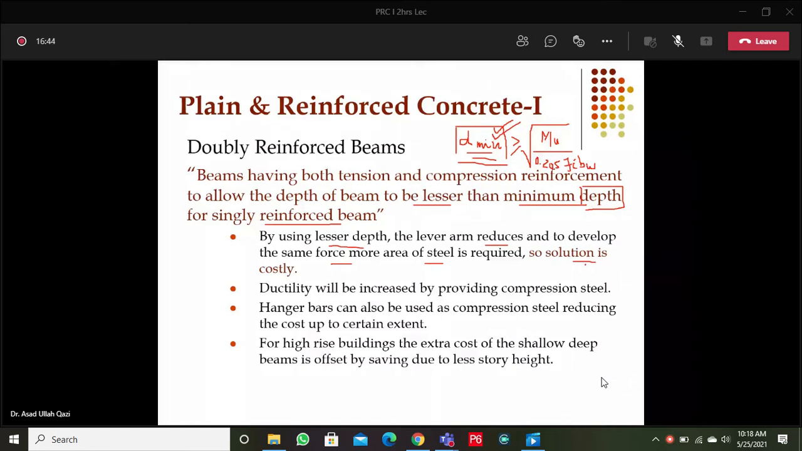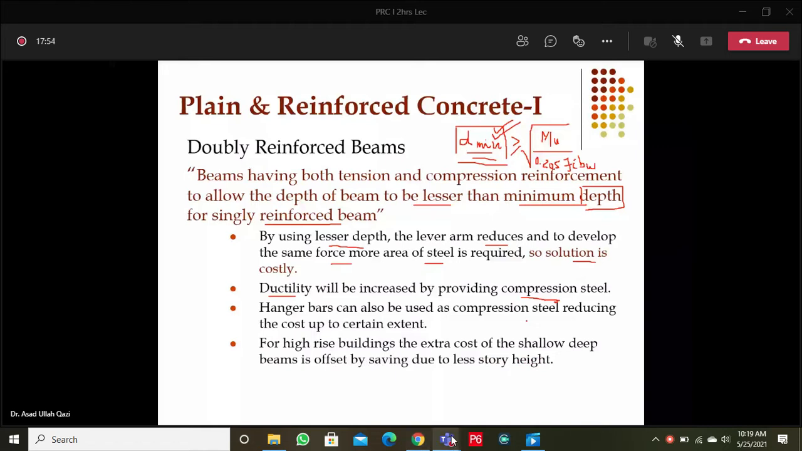If I talk about the material cost, yes, decreasing the gross depth will reduce the concrete volume, so the cost of concrete will obviously reduce. But on the other hand, steel is costly. Providing steel not only on the tension side but also on the compression side will increase the weight of steel as well as the cost. In this way, we can state that doubly beams are costlier than singly reinforced beams. However, ductility will be increased by providing the compression steel. So doubly beams are more ductile than singly reinforced beams.